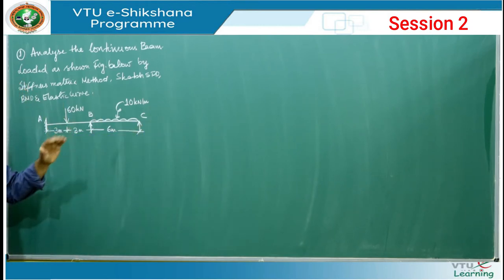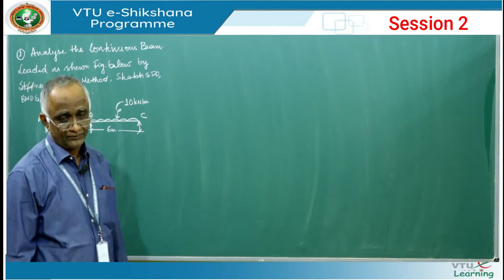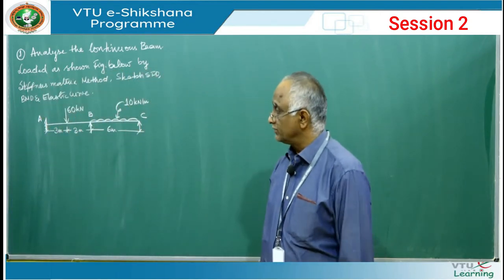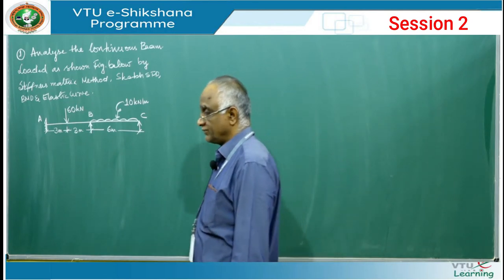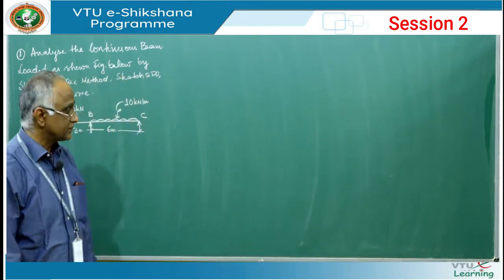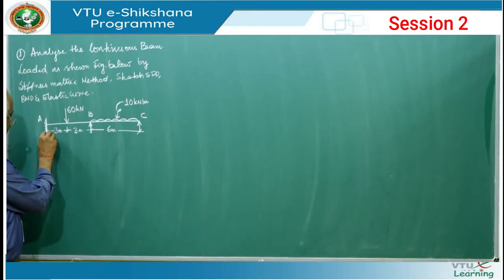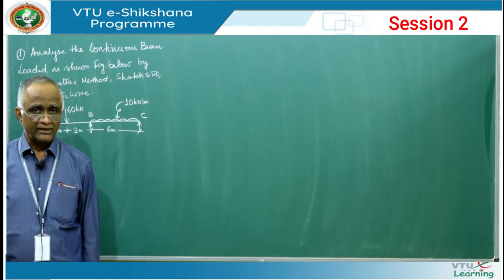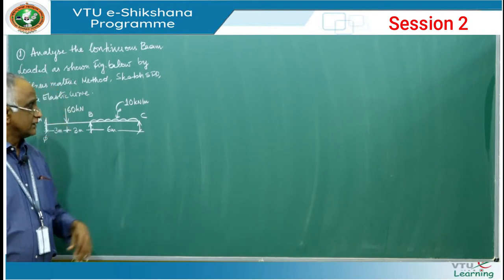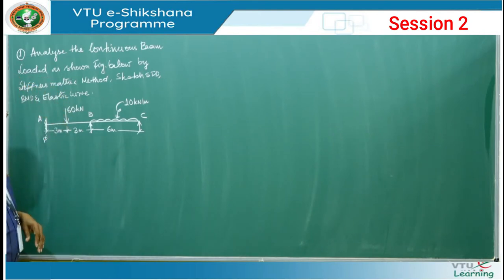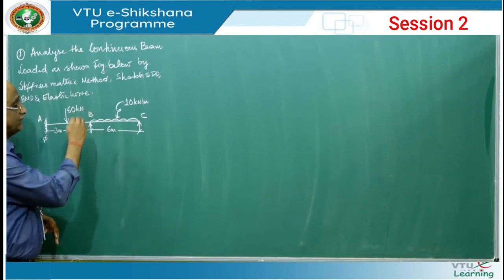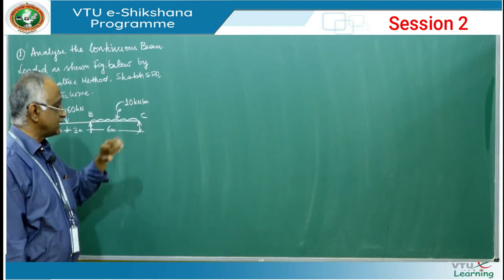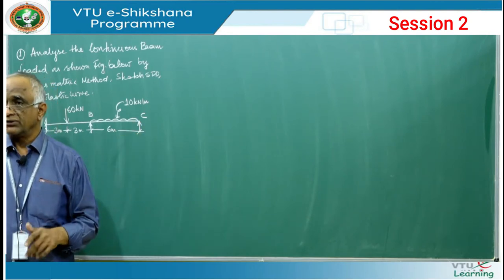First of all, you have to find out how many degrees of freedom there are, so that we can select the coordinates required to solve this problem. How many unknowns are there? Support A is fixed, so it has zero degrees of freedom. It cannot move in the horizontal direction, it cannot move in the vertical direction, and it cannot rotate. Whereas support B can move in the horizontal direction and rotate, and C can also move horizontally and rotate.